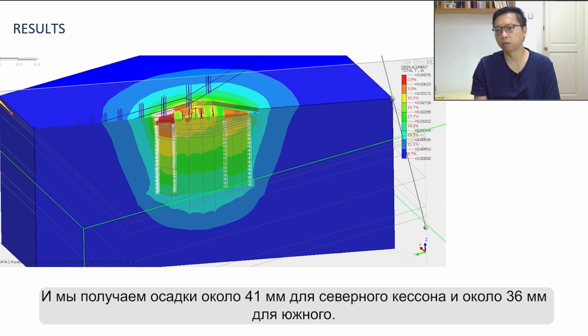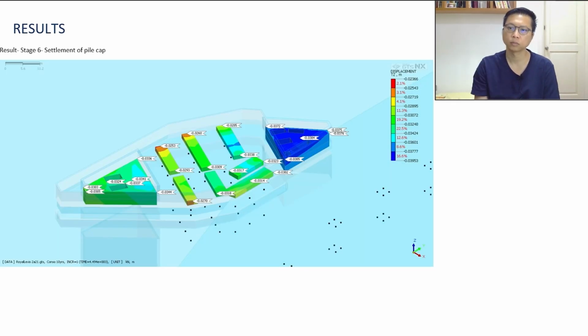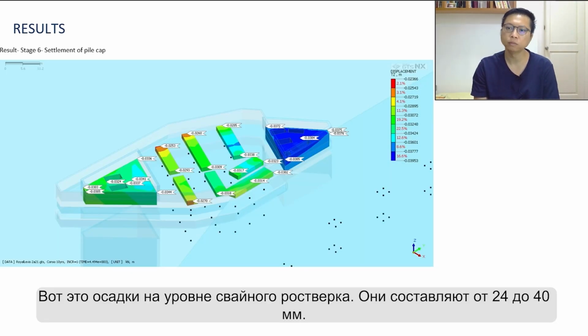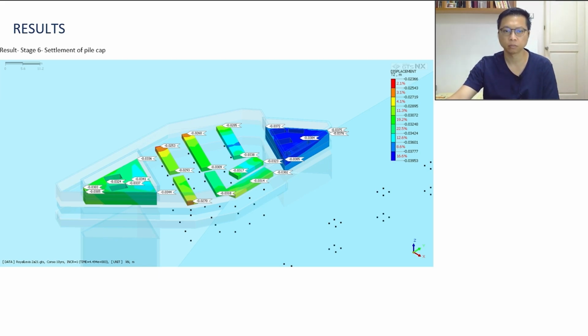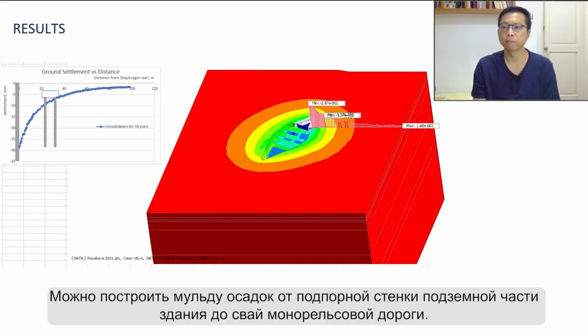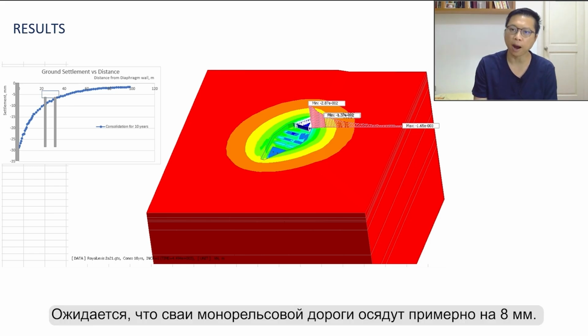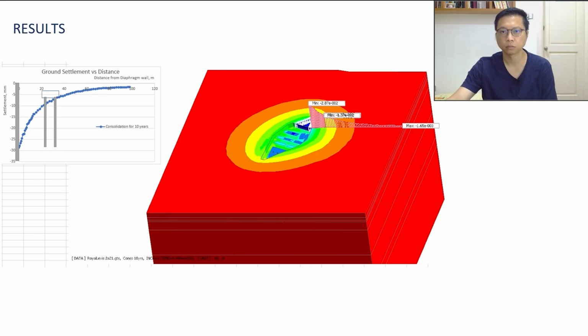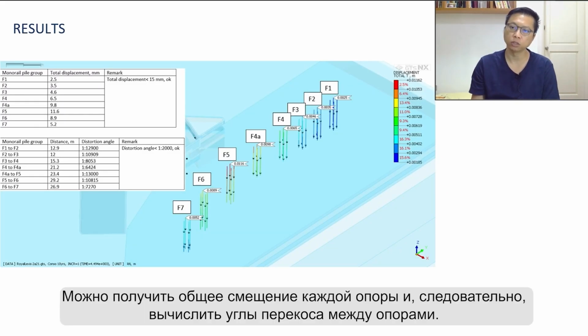And we get the settlement of about 41 mm at the north coffer and about 36 mm at the south coffer. This is the settlement at pile cap level. The settlements are within 24 to 40 mm. You can plot the settlement trough from the basement wall to the monorail piles. The monorail piles are expected to settle around 8 mm. You can output the total displacement of every pier, and therefore you can compute the distortion angle in between piers.